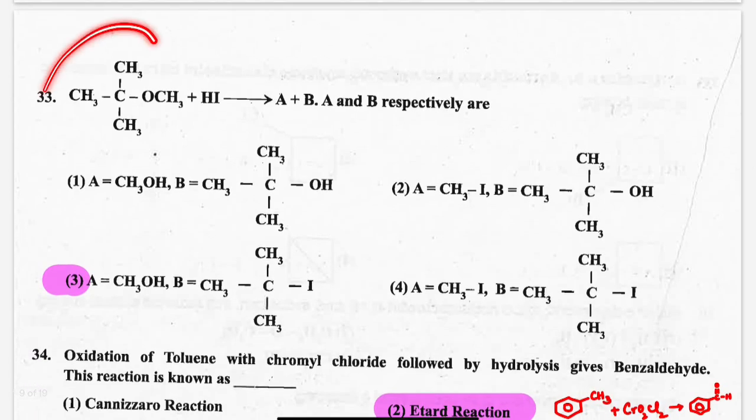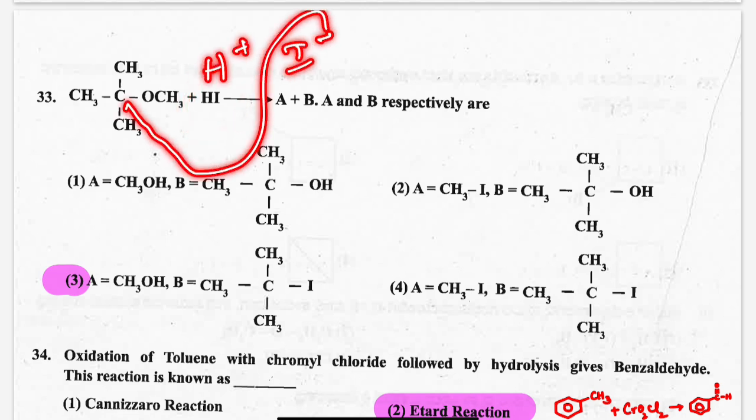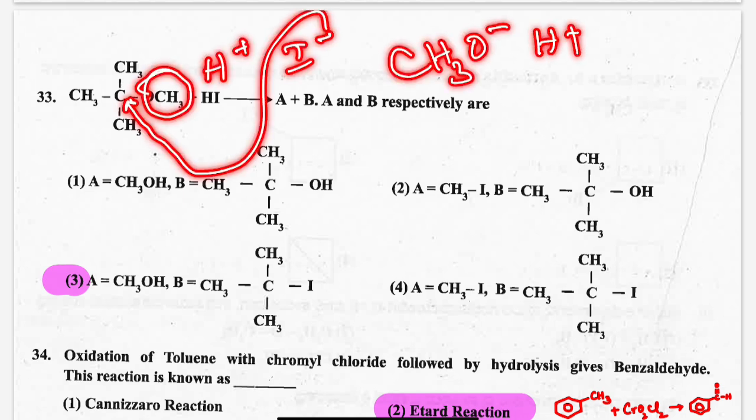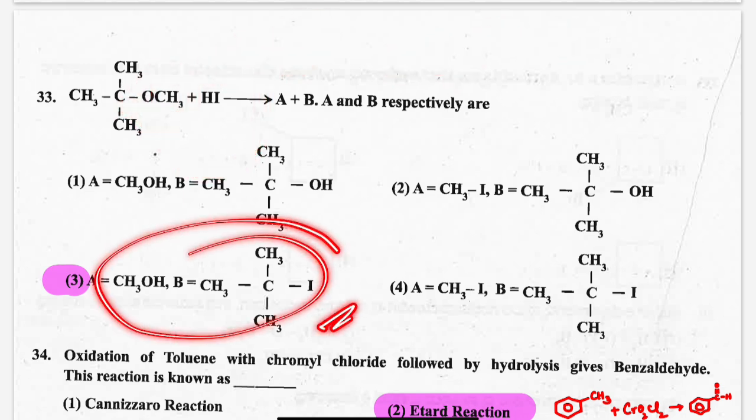Next question. You are taking a compound and treating it with HI. So A and B are formed respectively. You have to find what is A and what is B. When you are treating with HI, HI will break as H+ and I-. So I- will attack this carbon, and the leaving group will be CH3O-. That will combine with H+. So you can see this is the product formed.